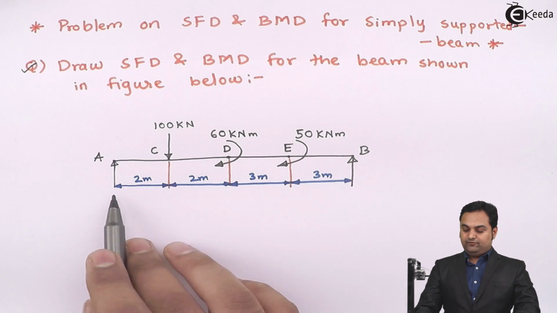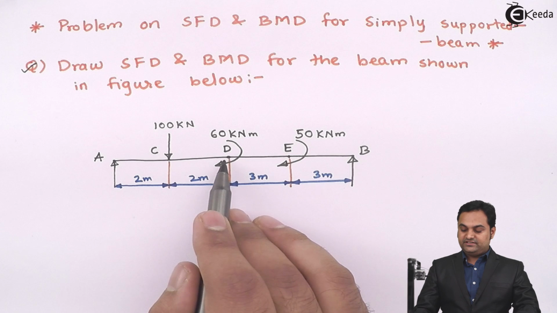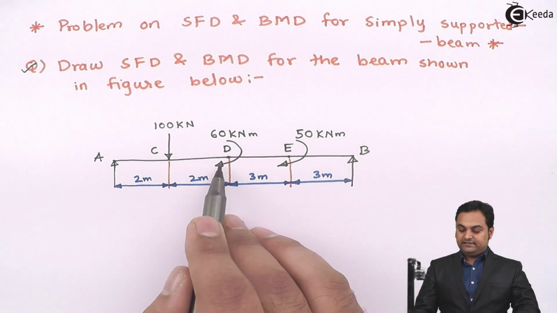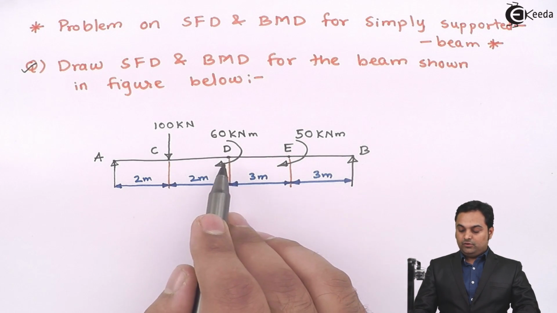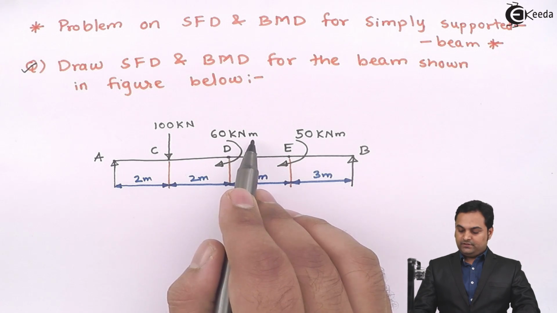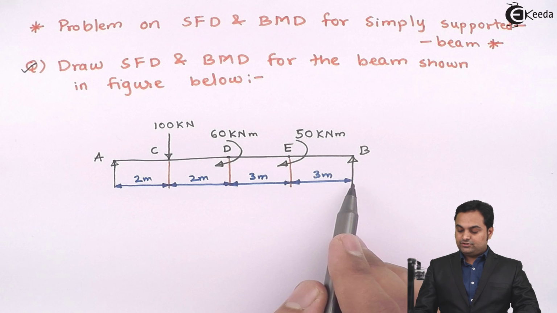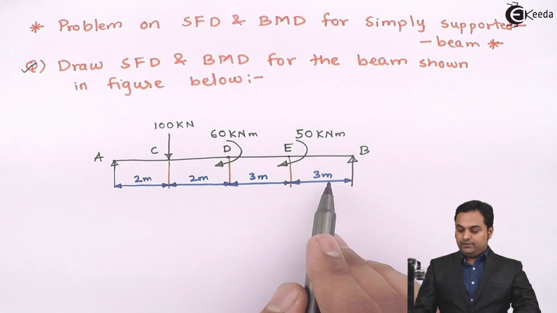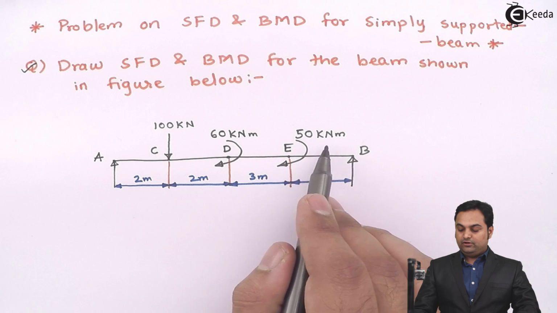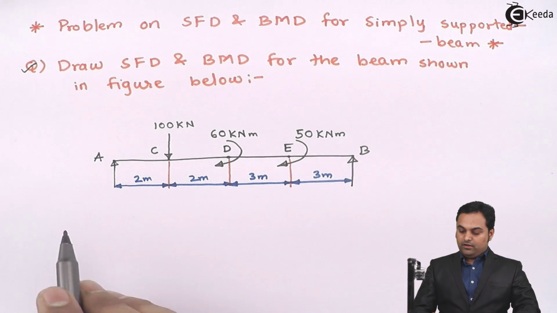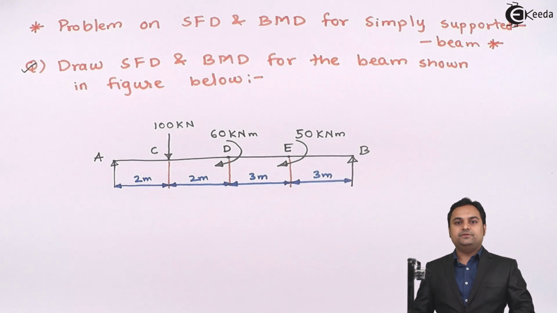Then at 4 meter distance from left hand support, that is at point D, there is a couple acting in the clockwise direction. Value is 60 kilonewton meter. Similarly, at point E, that is at a distance of 3 meter from right hand support, a couple is acting of 50 kilonewton meter value. Now, for such a beam we have to draw the shear force and bending moment diagram.